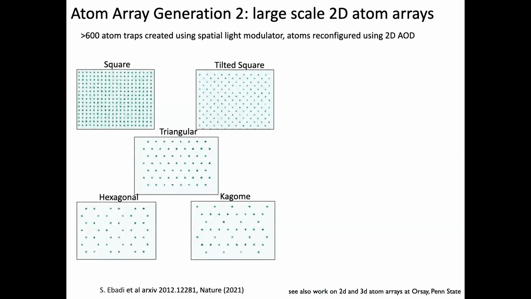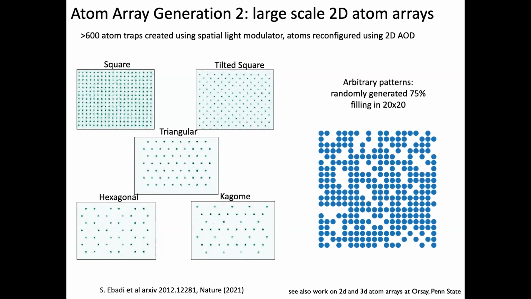Starting from about 2020, for about 2.5 years, we were operating what we call a second generation atom array in our lab. In this second generation, we were able to create 2-dimensional systems of up to about 300 atoms. What is shown here are different ordered configurations, different lattices. We can also create disordered configurations. For example, here is the pattern that you would like to create.